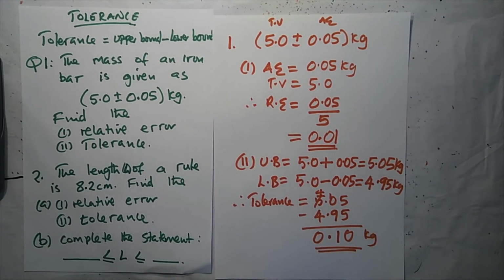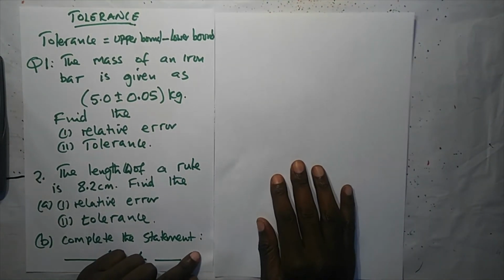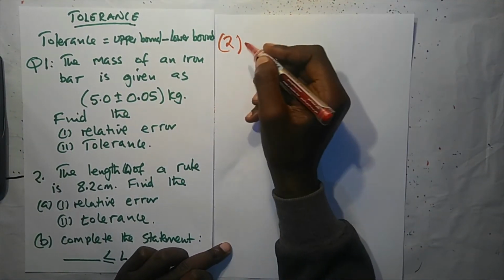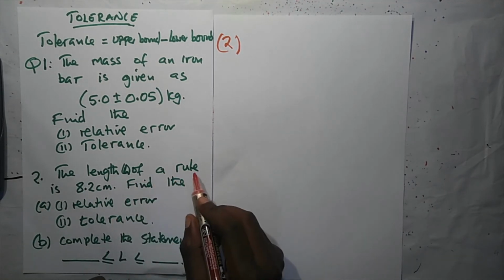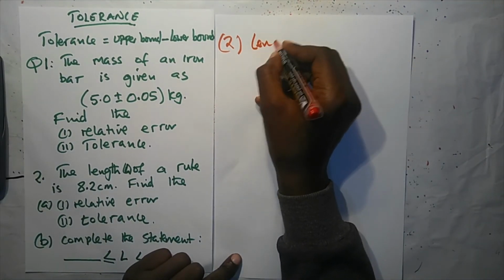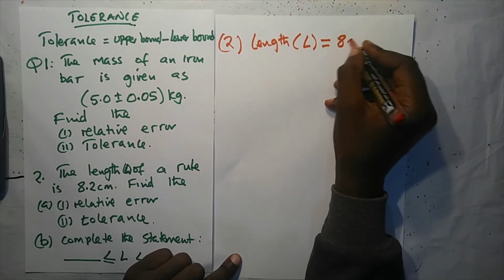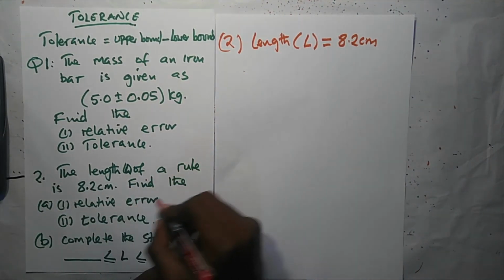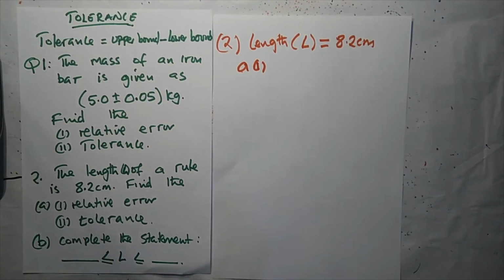So let's go to question 2 now. Question 2 says the length. So this is part 2 of the question. Part 2, the length L of a rule is 8.2 centimeters. So the length that we are given, length in brackets we have L, is 8.2 centimeters. Find number 1, the relative error. So the first part of the question, part 1, is asking us to find the relative error.